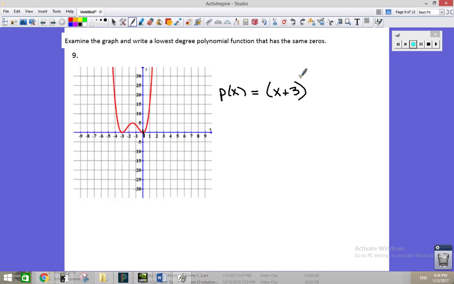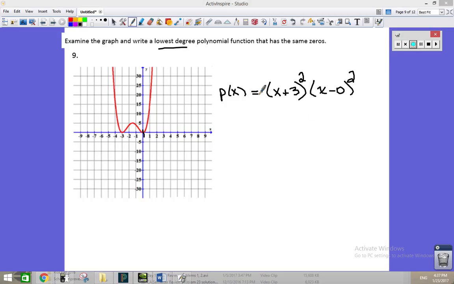So I know that this exponent is going to be an even number, and because it's a polynomial function, I can't have negative exponents, so I'm just going to pick 2, because it said lowest degree. And here at the origin, if you want to, you can put x minus 0, but that's just x.